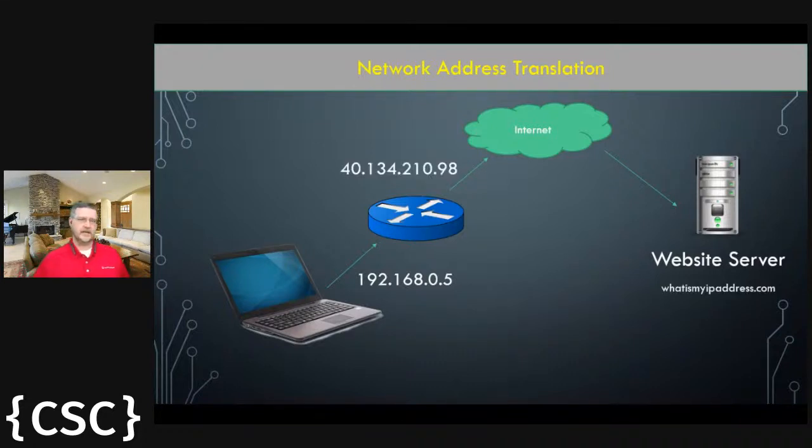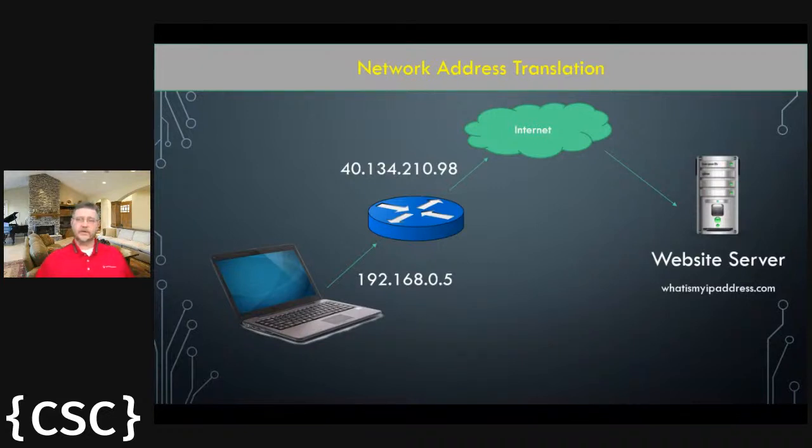And I'm just picking out an IP of 40.134.210.98. So as I'm going to this web server, and if you want to know what your public IP address is, you can go right now to whatismyipaddress.com, and it will tell you what your address is, because that information is in every packet of data going out.